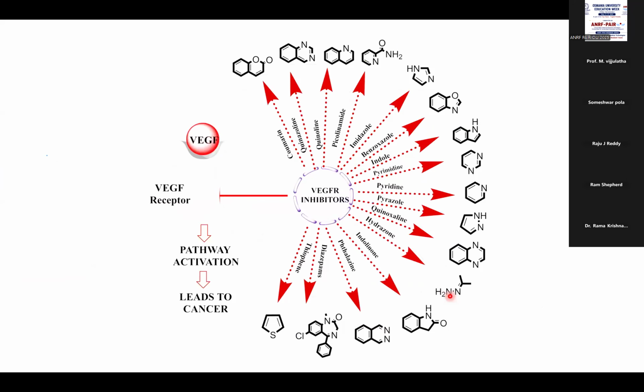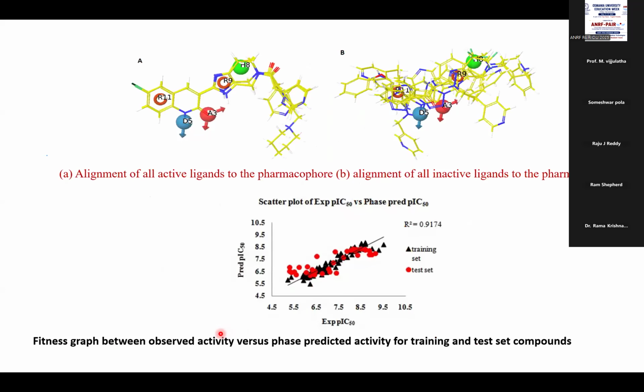Based on this, we went for a literature search, where we have taken all the VEGFR inhibitors which are available, which are used for inhibiting the vascular endothelial growth factor receptor, which actually stops the activation pathway which leads to the cancer. So based on this strategy, we have taken more than 100 molecules to see how they align when we take only the ligands into consideration, which is nothing but pharmacophore search. So we have aligned active and inactive molecules to see how they align.